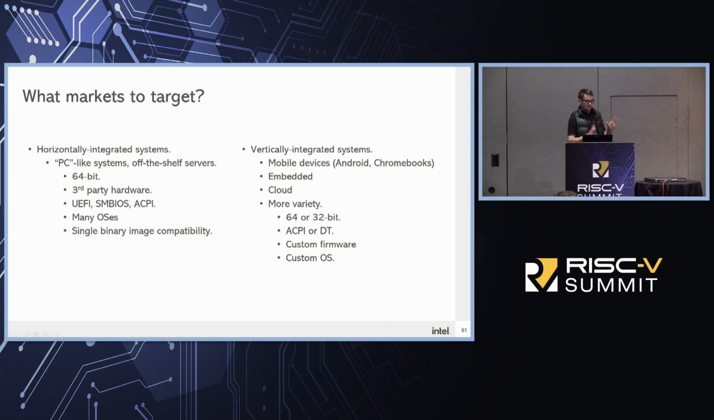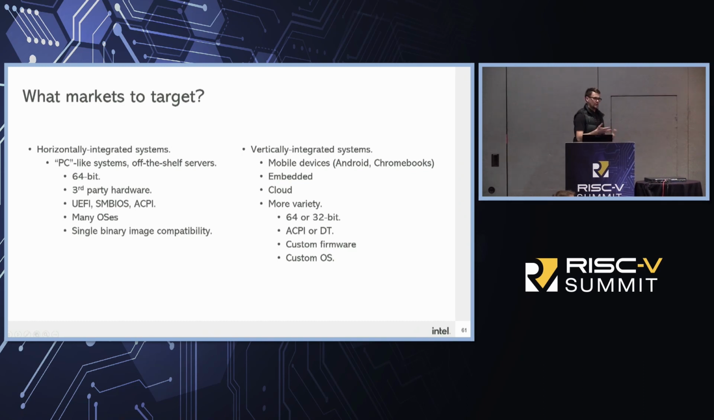All right. So again, single binary image compatibility. Now in this kind of world, you look at x86, you look at AArch64, you boot the UEFI way, you describe the system hardware using ACPI, and you describe the field replaceable units or the mechanical organization of the system with SMBIOS. There is another segment, which I like to call virtually integrated systems. These could be some client-based systems, mobile devices, Android, Chromebooks. This could be embedded. This could even be cloud hardware in the sense that a cloud vendor may wish to simplify their own provisioning, like how they boot on the hardware.